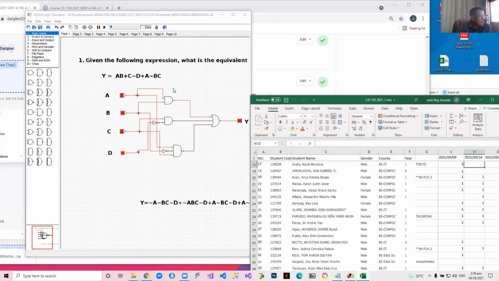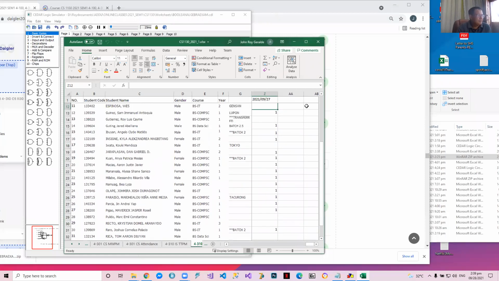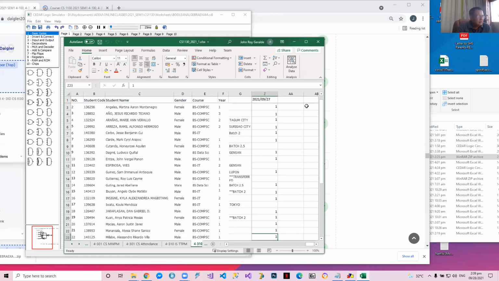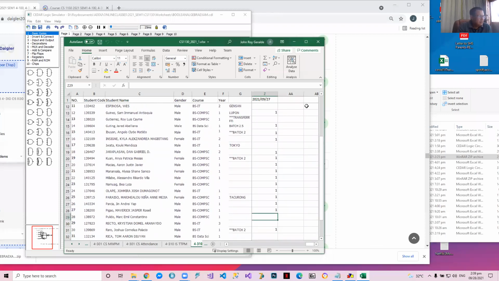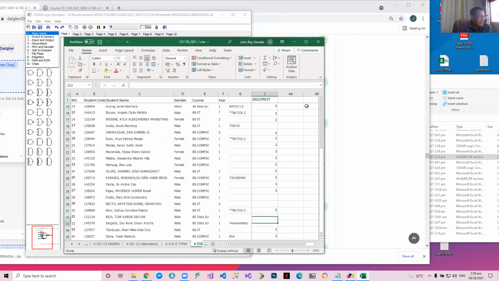Any questions? So, there is no newcomer anymore, no? Is there a newcomer? Maybe none. Espinosa has been absent for a long time.